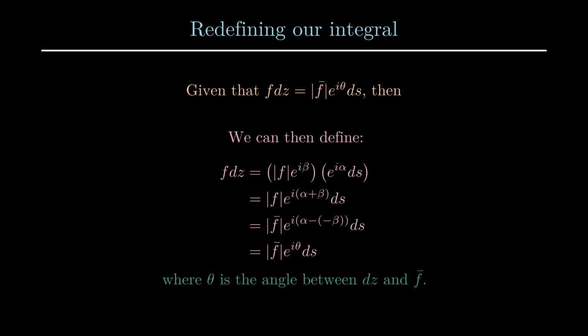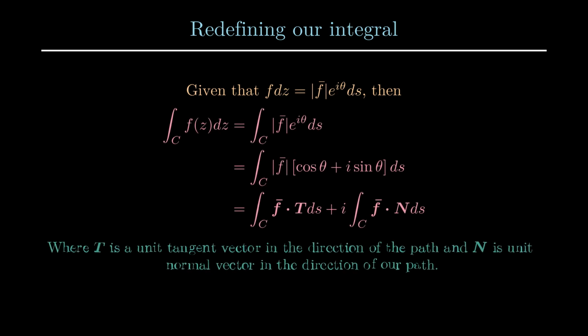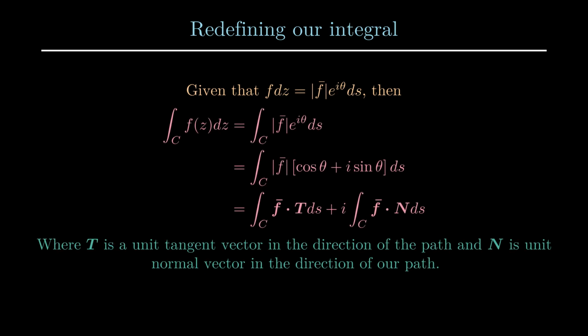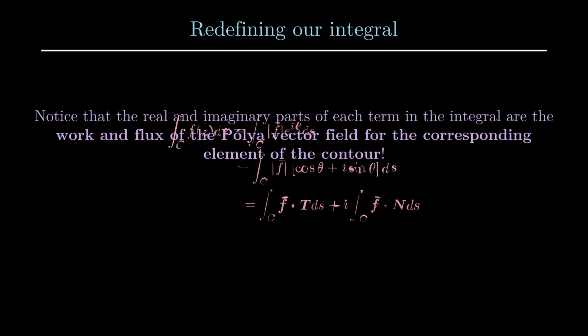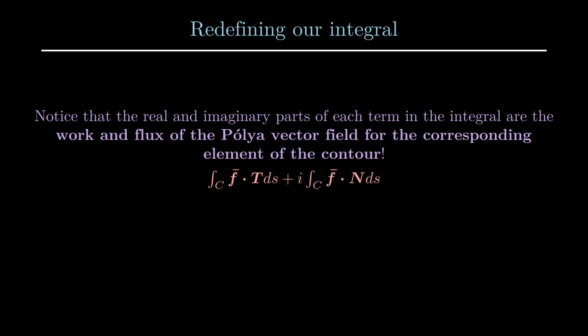So next, let's redefine our integral. Given that f dz equals the following, let's rewrite the integral of f dz on the contour c as the following set of equations. Notice how we actually get something pretty interesting here. Notice how the real and imaginary parts of each of the terms in the integral are the work and the flux of the Polya vector field for the corresponding element of the contour.